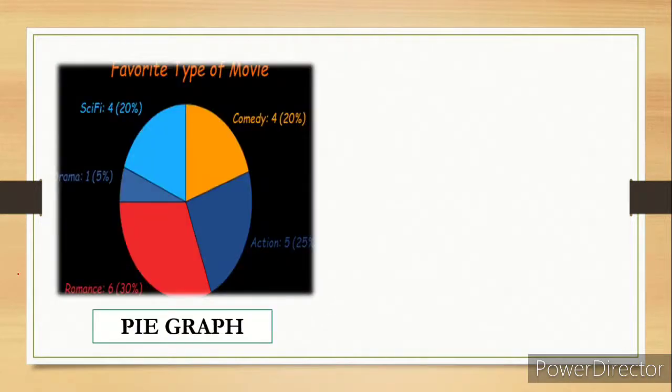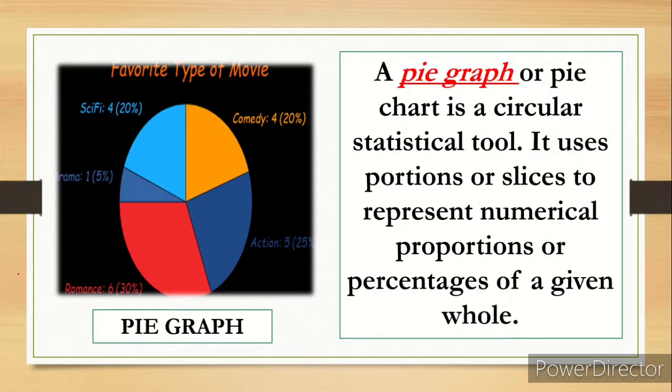Next, we have pie graph. A pie graph or pie chart is a circular statistical tool. Like a pie, it uses portions or slices to represent numerical proportions or percentages of a given whole. So this is an example of a pie graph. Favorite type of movie. So we have sci-fi 20%, comedy 20%, action 25%, romance 30%, and drama 5%.